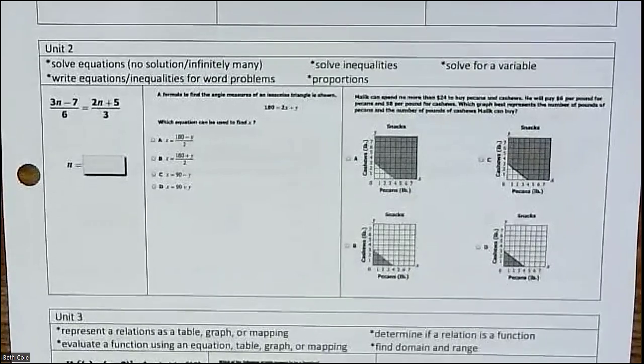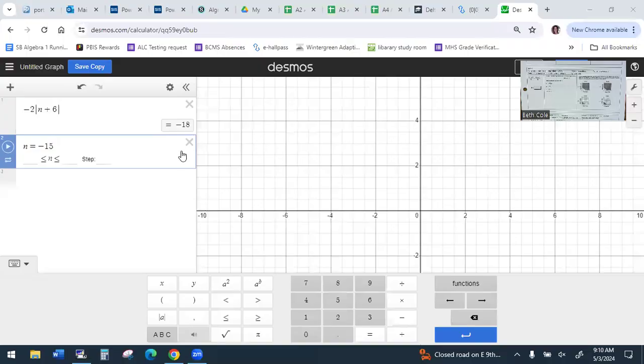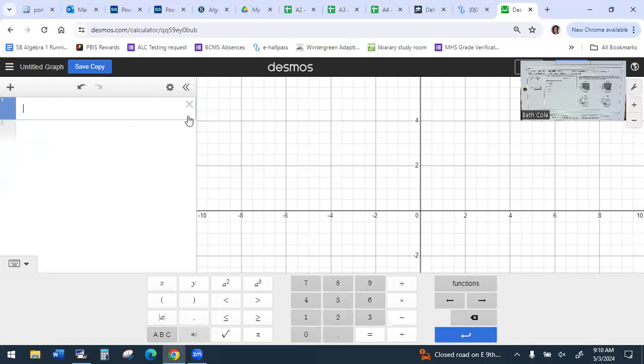Now look at this next one. You're going to put this in the calculator. Are you guys looking? Yeah. You don't even have to actually work it out. Now this one says n, I'm going to put x. So it's 3x minus 7 divided by 6. You see how I did that?